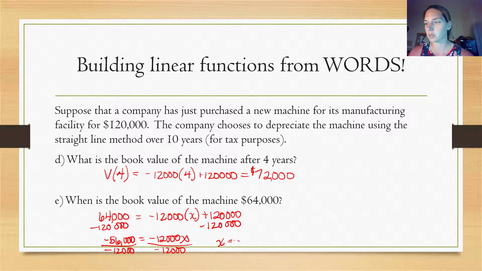X equals negative 4.66 repeating 7, which is really 14/3. 4 2/3 years. Oops, that's a positive. Sorry about that. So X is 4.66 repeating 7, which is really just 14/3. So 4 2/3 of a year.